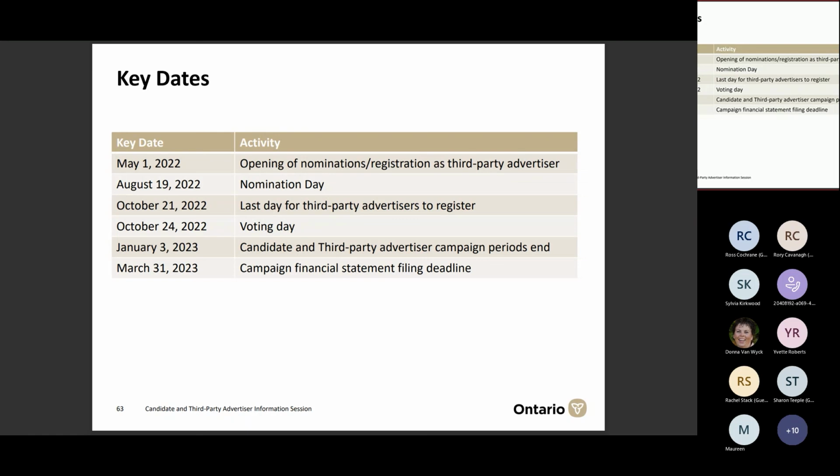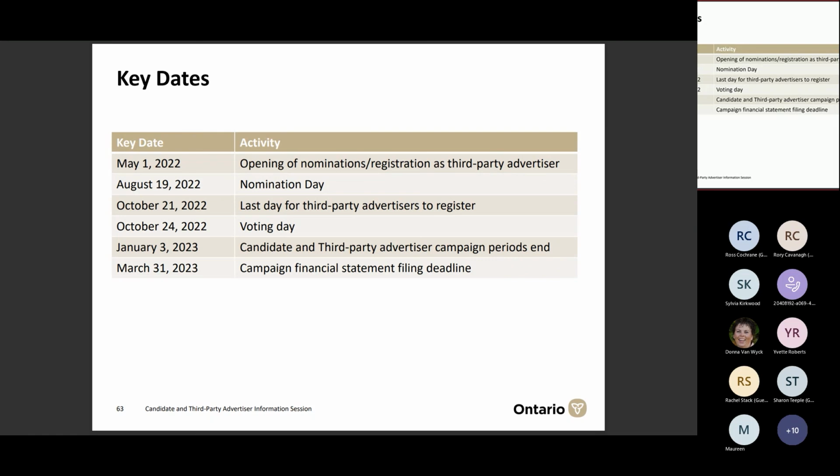The campaign period, the time when a candidate can accept contributions and incur election expenses, runs from the date the nomination is submitted up until January 3rd, 2023. The campaign period, the time the third-party advertiser can incur expenses, begins on the date that the registration is certified. The earliest date is May 1st of 2022 until January 3rd of 2023.